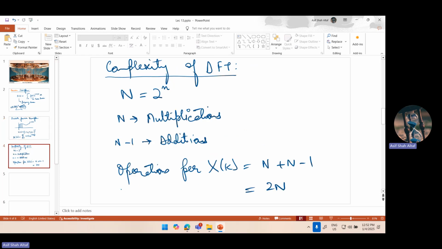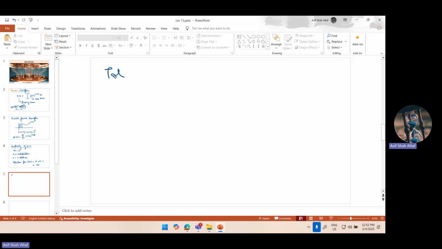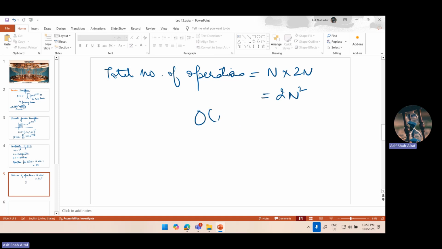Okay. So then the total number of operations will be n into 2n, which gives you 2n square. So in big O notation, we write it as O of n squared, the complexity grows as quadratic. So this represents the complexity of the discrete Fourier transform. Okay.